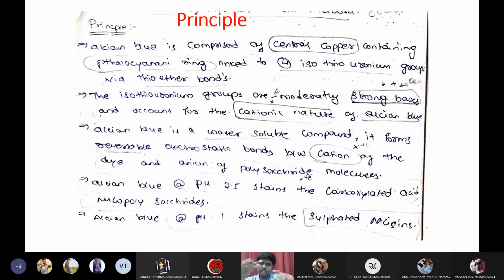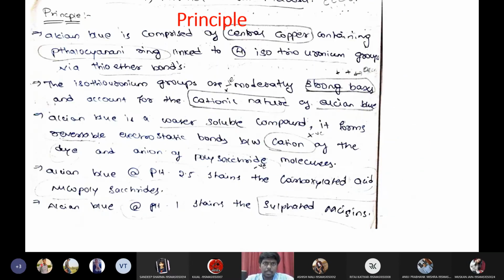If you want to stain only sulfonated mucopolysaccharide, then ensure the pH of the solution is around 1. Then you can target the sulfonated mucopolysaccharides. If you want to stain carboxylated mucopolysaccharide, then your pH should be around 2.5. So this is the basic idea. Okay. Then coming to the principle.